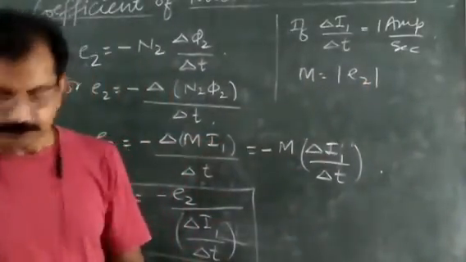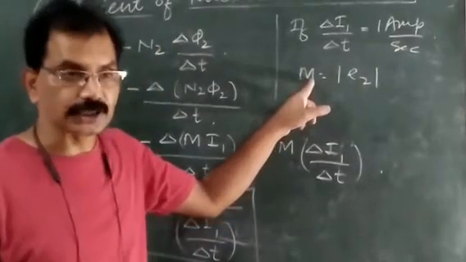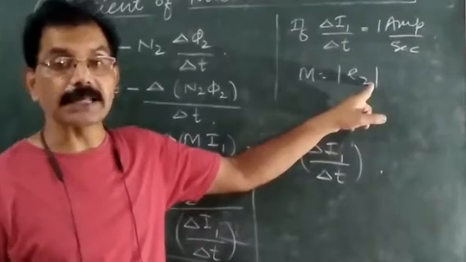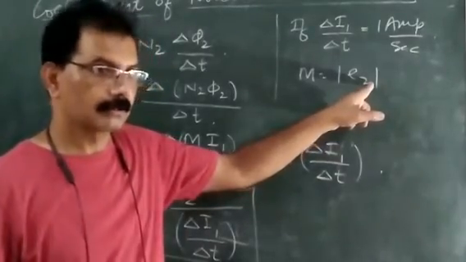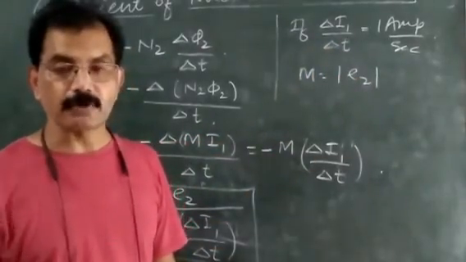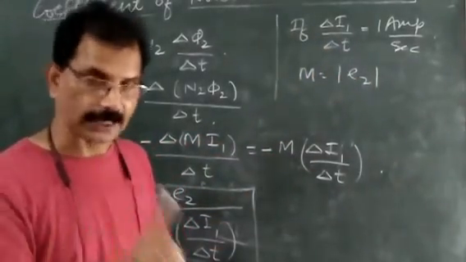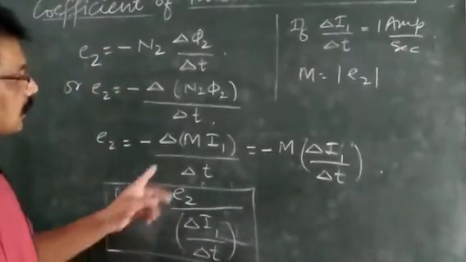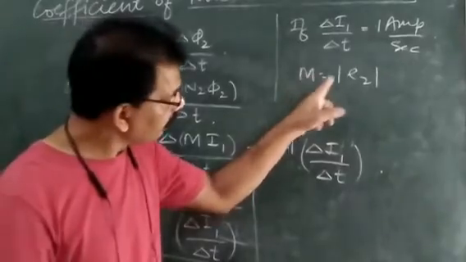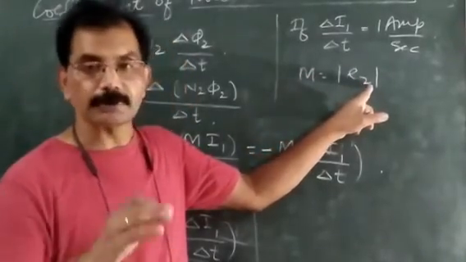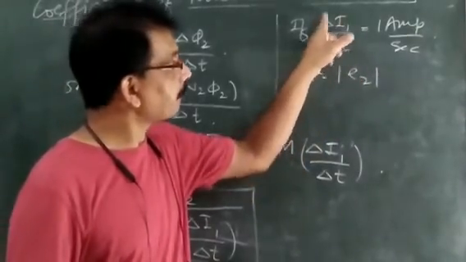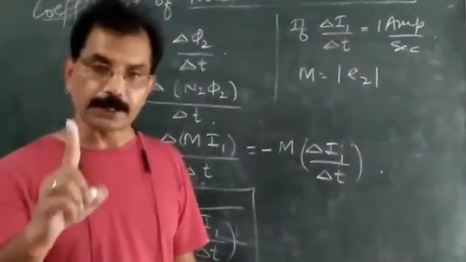It means the coefficient of mutual induction is numerically equal to the induced EMF in the secondary coil when the rate of change of current in the primary coil is 1 ampere per second. Again, how can we define the coefficient of mutual induction? Coefficient of mutual induction is numerically equal to the induced EMF in the secondary coil when the rate of change of current in the primary coil is 1 ampere per second.